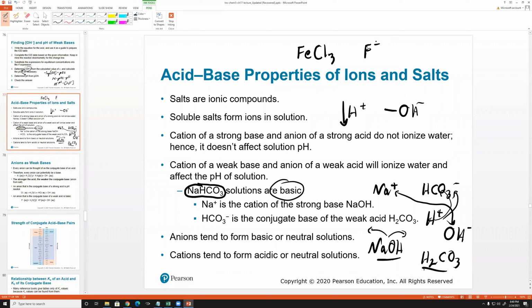You're going to have Fe. Ignore the charges for now. We'll just put Fe3+ and Cl-. Sure. They go into water, so you have H+ and OH-. What's going to happen? OH- will stick to Fe, sorry, and then H will bind to Cl.